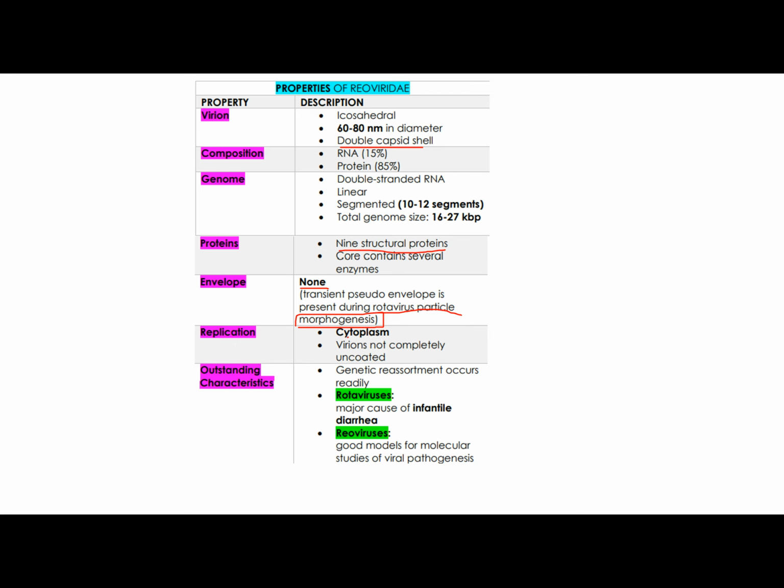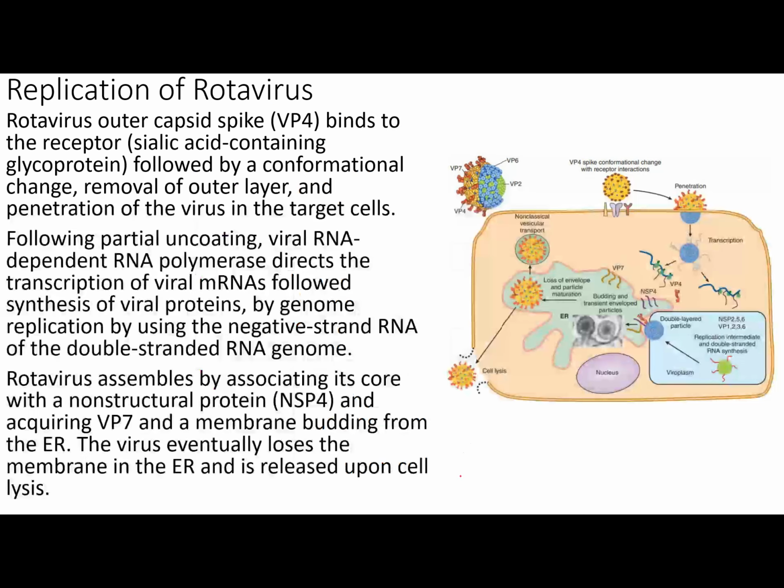Then replication would occur in the cytoplasm. Virions are not completely uncoated. Then an outstanding characteristic, class, is that genetic reassortment occurs readily. The rotaviruses, class, take note, are the major cause of infantile diarrhea. Then we have reoviruses, which are good models for molecular study of viral pathogenesis.